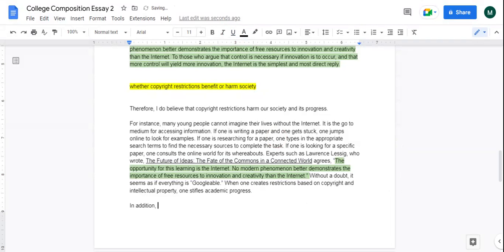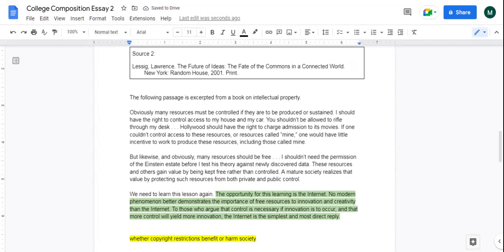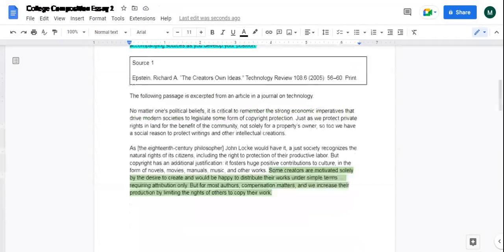In addition, adults. So I've got 15 minutes remaining, writers. I'm going from young people to adults. In addition, adults have grown to rely on technology as an important resource in their daily lives. Okay, and I'm looking to see because I want to make sure that I include Epstein as well.